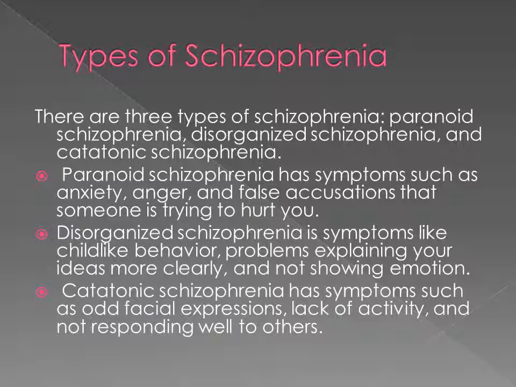Types of schizophrenia. There are three major types of schizophrenia: paranoid schizophrenia, disorganized schizophrenia, and catatonic schizophrenia. Paranoid schizophrenia has symptoms such as anxiety, anger, and false accusations that someone is trying to hurt you. Disorganized schizophrenia has symptoms like childlike behavior, problems explaining your ideas clearly, and not showing emotion. Catatonic schizophrenia has symptoms such as odd facial expressions, lack of activity, and not responding well to others.